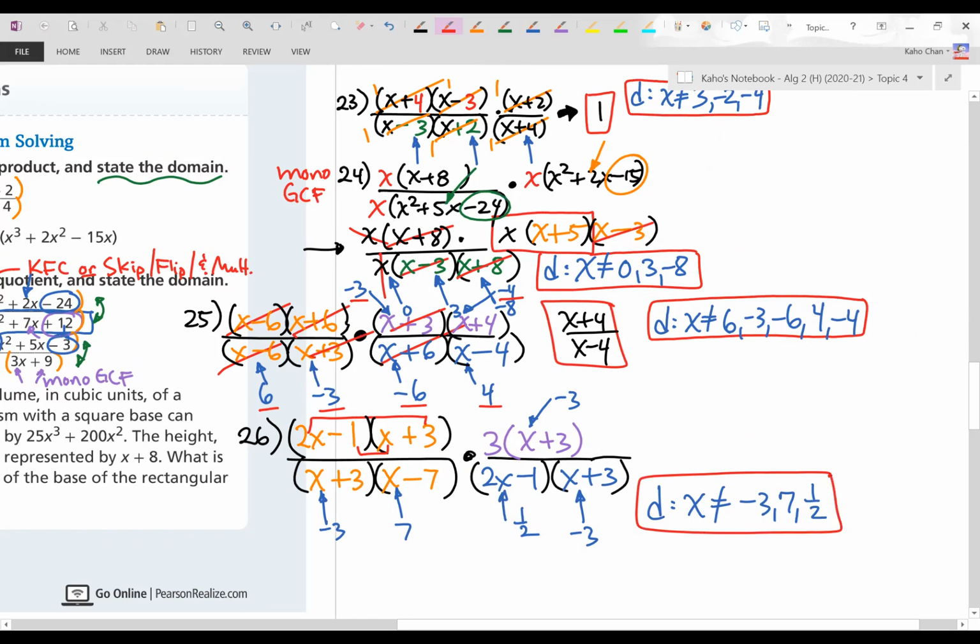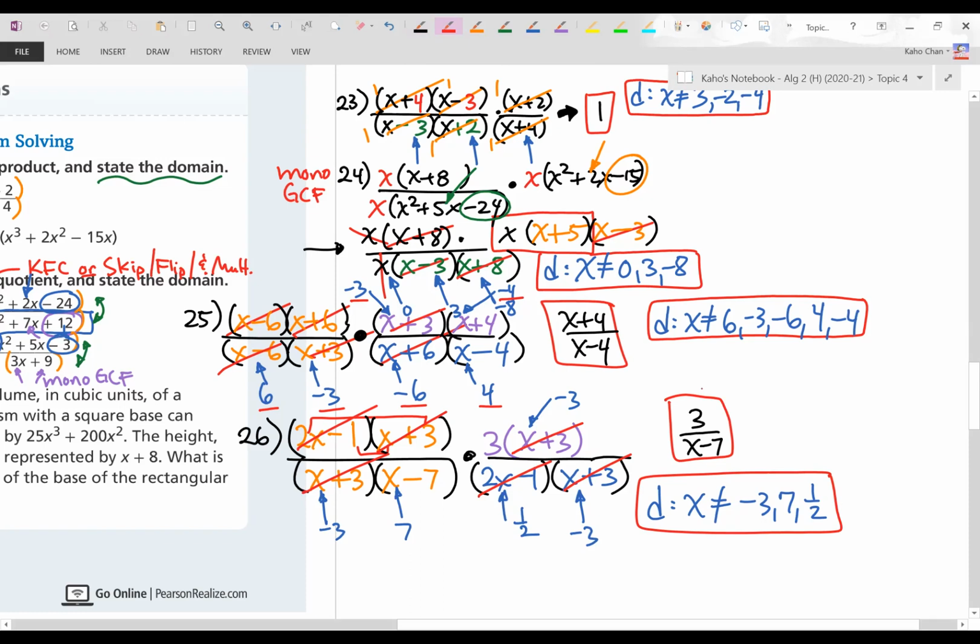And now I'm ready to cancel the heck out of this. 2x minus 1, woohoo! X plus 3s, x plus 3s again. That leaves me with 3 over x minus 7. Wow. Ready for the next section? That takes care of multiplication. The last two involve adding fractions and adding fractions in equations.